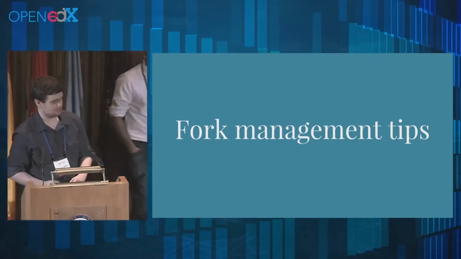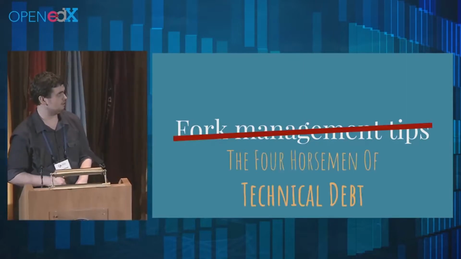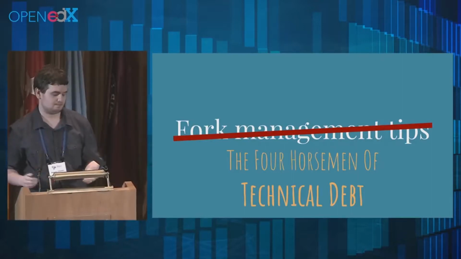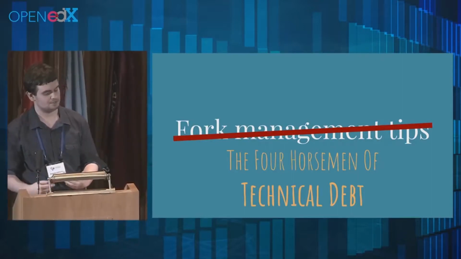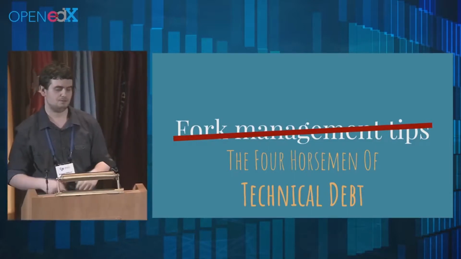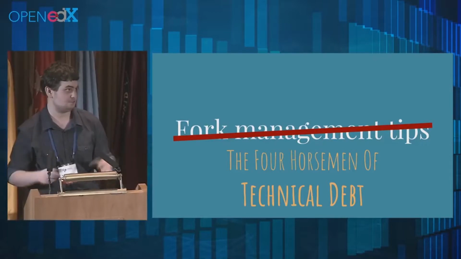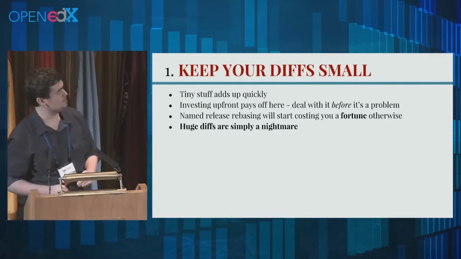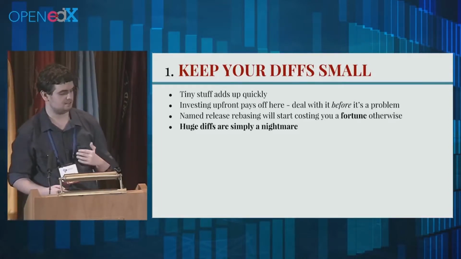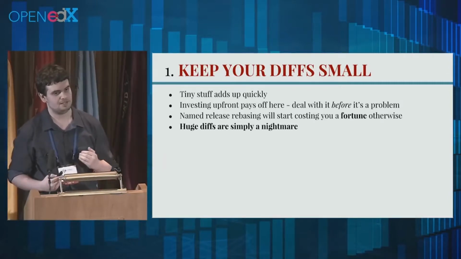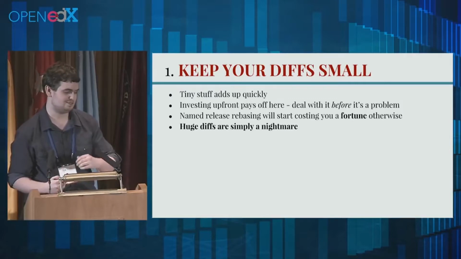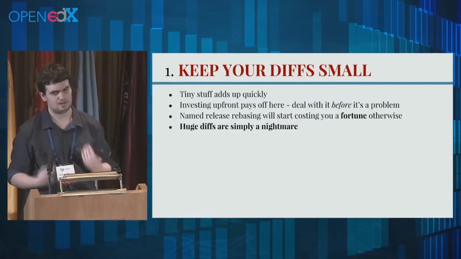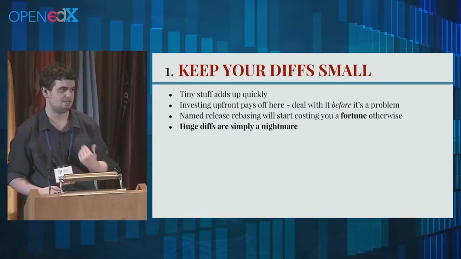Thanks, Feanil. So here are some fork management tips, what I'll affectionately call the 4 horsemen of technical debt. These are things I've seen happen in larger instances in the OpenEdX community that you really want to look out for, because if you don't, you're probably going to end up with a lot of frustration and wasted time. The first one is keep your diffs small. The reason is that if you're fast moving, tiny stuff is just going to add up really quickly. It's much better to pay the cost up front of figuring out how to keep your diff small, rather than to pay for it down the road when you do named release upgrades time and time again.